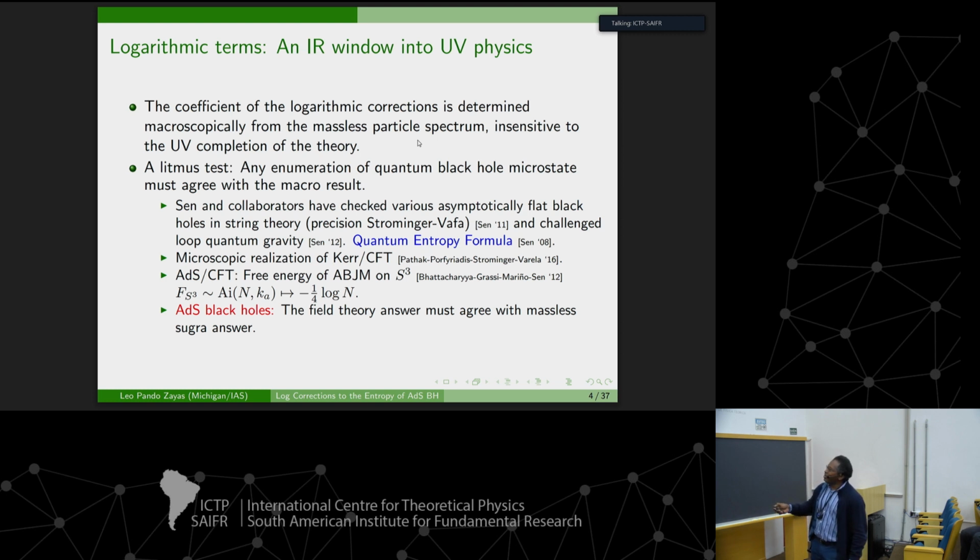It has also been understood or applied by Strominger and collaborators to see some microscopic realization of Kerr/CFT. I believe Nikolai mentioned this beautiful example where you can check that the free energy of ABJM theory has this logarithmic correction in 11-dimensional supergravity. And of course, our goal here is to apply this setup to black holes.